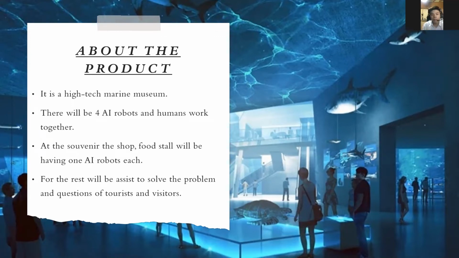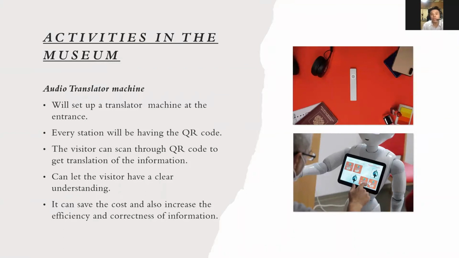So next will be the activities in the museum. The first activity in the museum is the audio translator machine. This translator machine will be set up at the entrance of the museum to let the visitors have clear info on what they are going to do and what the museum is about. Next, for every section that needs explanation, there will also be a QR code for the guests or visitors to scan, and then they will get the translation as well. This will help them get further information.